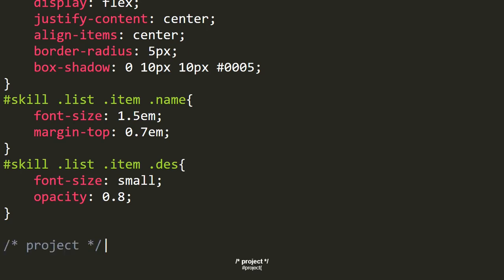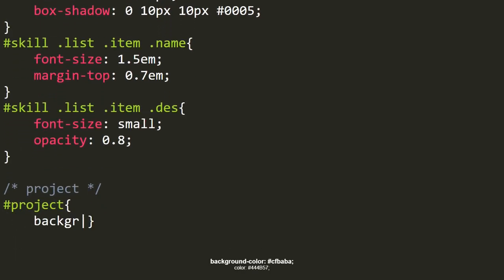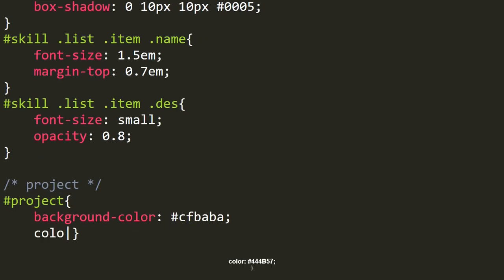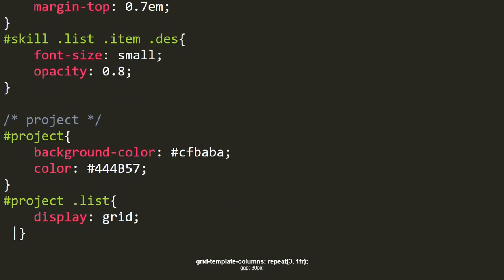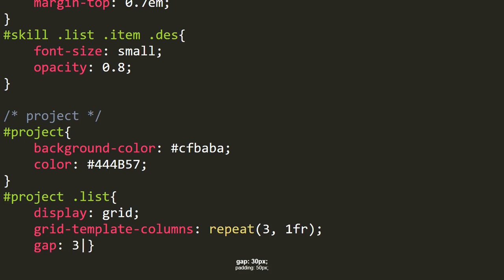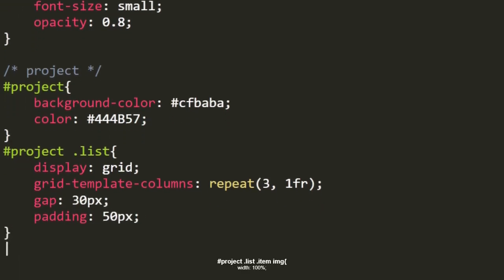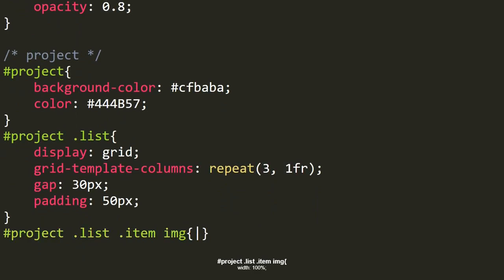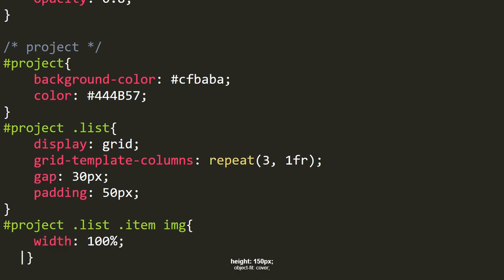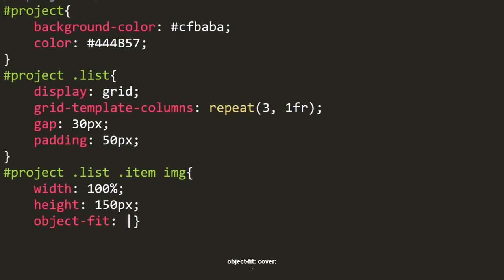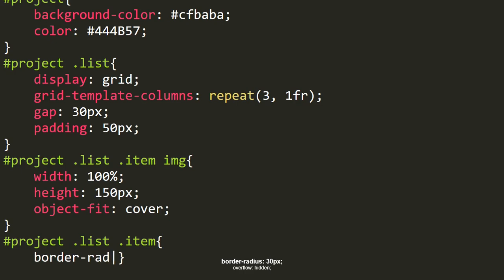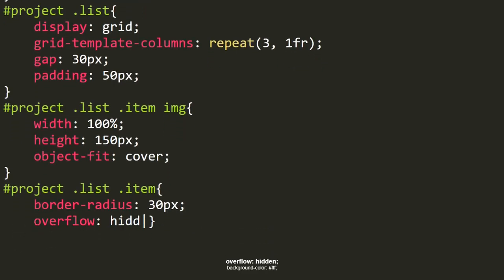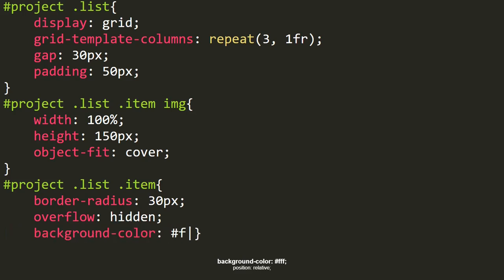Project: background color, color 444b57. project .list: display grid, grid template columns repeat 3, gap 30px, padding 50px. project .list .item img: width 100, height 150px, object fit cover. project .list .item: border radius 30px, overflow hidden, background color, position relative.